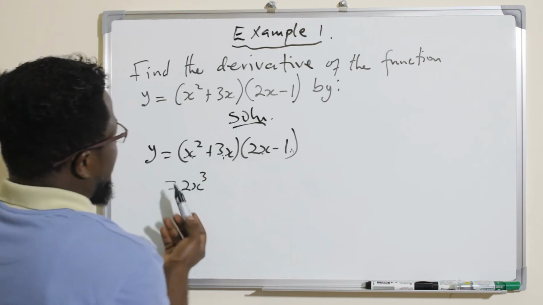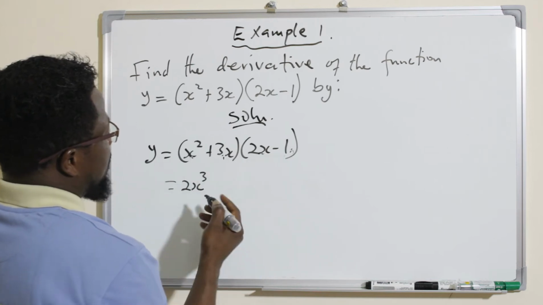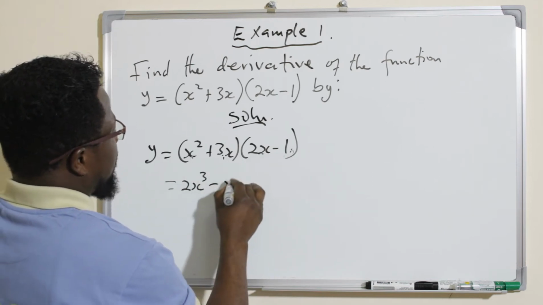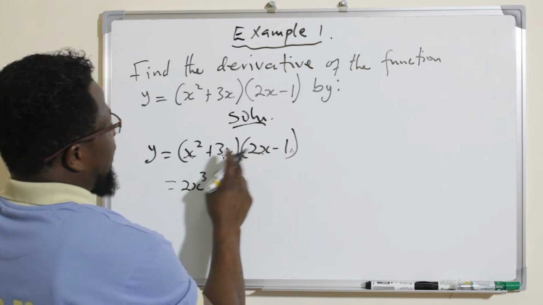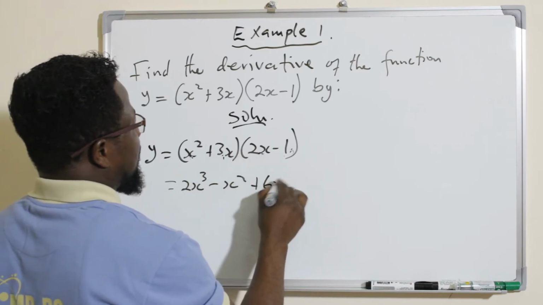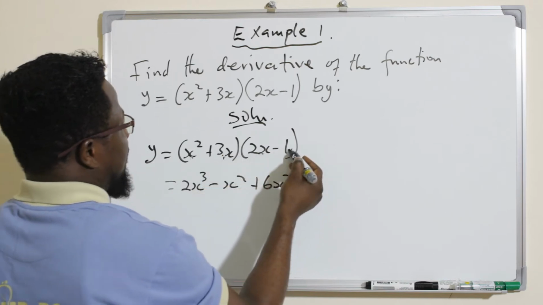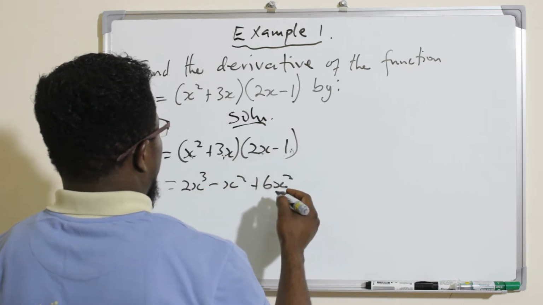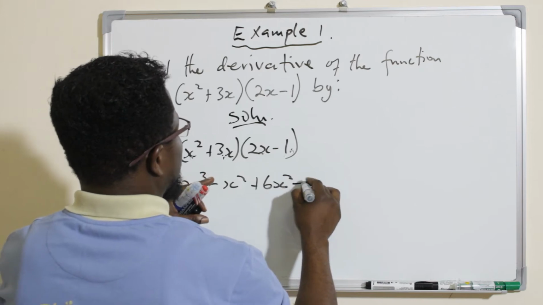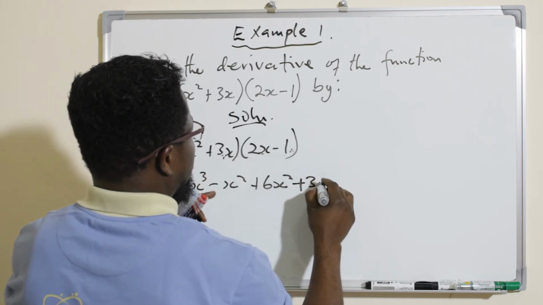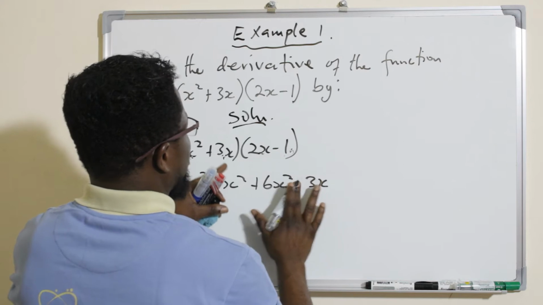And I need to multiply this by that again, and then I am going to have negative x squared. I multiply this by that, I'm having 6x squared. And I multiply this by that, and what am I having? I'm going to have negative 3x, because this is negative here.